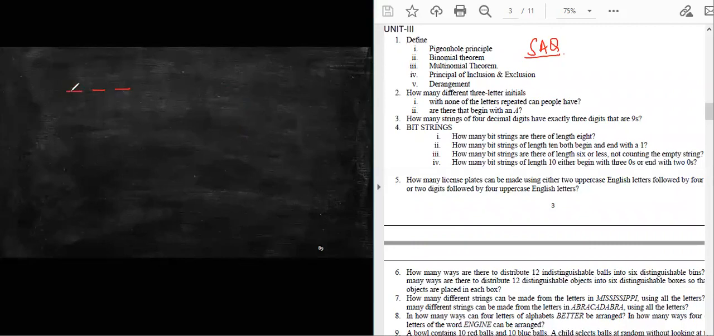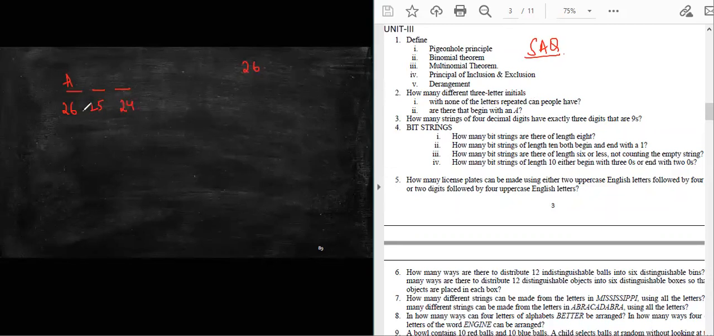So for the first letter, how many letters do we have in the English language? We have 26 letters. So in the first blank, we can fill it by 26 ways. The next blank can be filled by 25 ways. Why are we writing 25 ways? Suppose if you have filled the first blank with A, then you cannot fill the second blank with A. You have to leave A. The reason being, none of the letters should be repeated. So that is the reason we are saying we can fill the second blank with only 25 letters, and the third blank is filled with 24 letters.